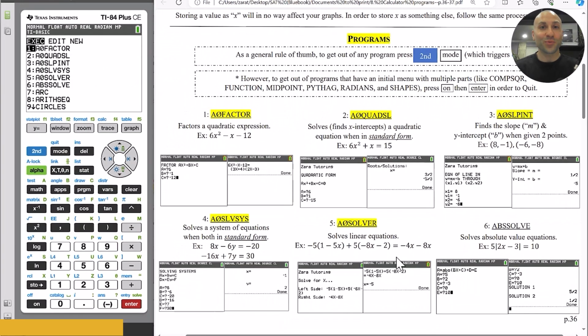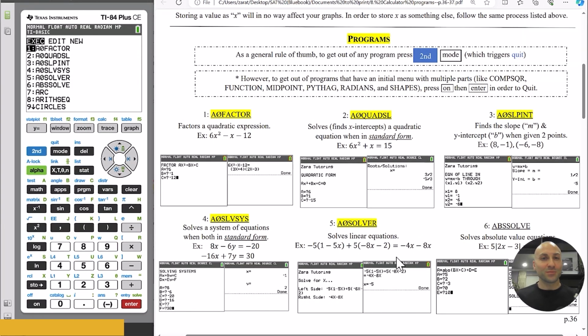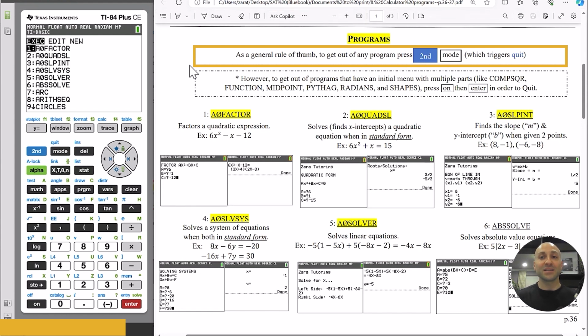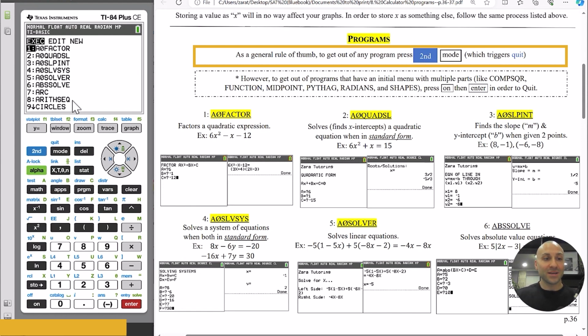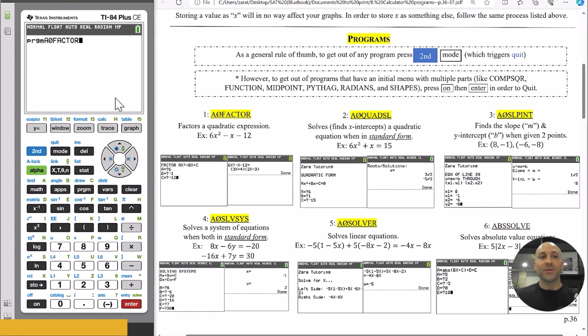All right, on to the programs. So here I'm going to go ahead and point out some general rules of thumb. First off, to get out of any program, we're going to press second mode, which actually activates quit. So let's give an example. If I'm in this first program here and I decide, oh, I don't want to be in there, if I just press second mode, it quits it, and then I'm out of it. And then I can press clear and then just be done with it.